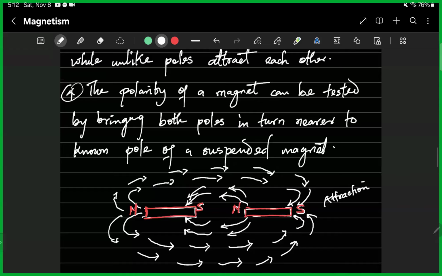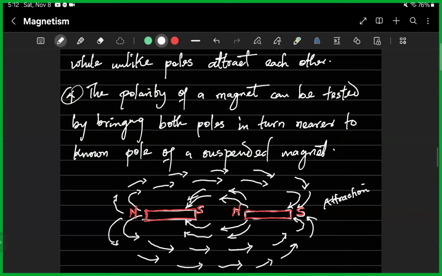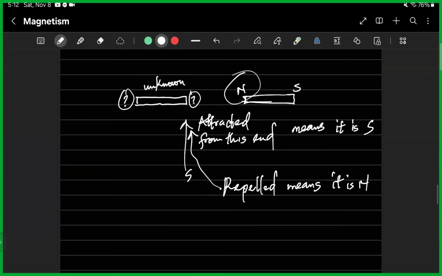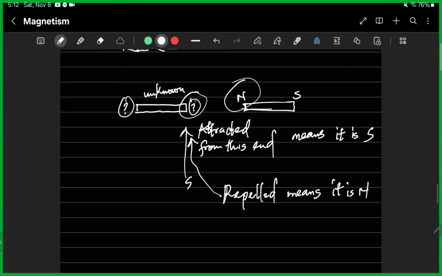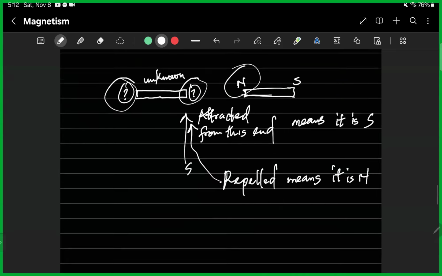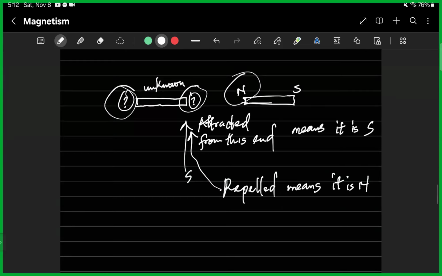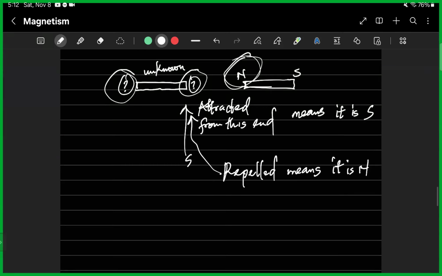The polarity of a magnet can be tested by bringing both poles in turn near to the known pole of a suspended magnet. What I mean by bringing both poles in turn is that after I determine one end, I have to turn it and determine the other end too. So don't just say, oh, it's not, no, do both and test them with this side. You get? So just keep that in mind.